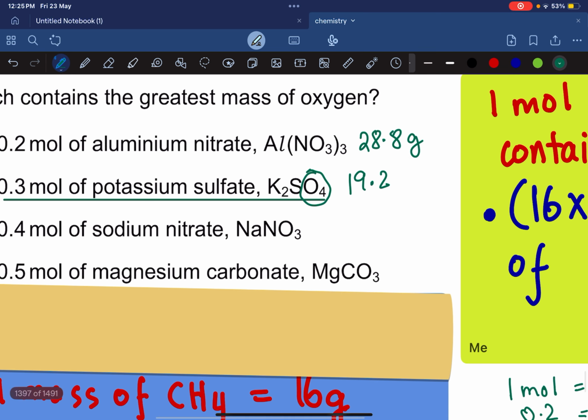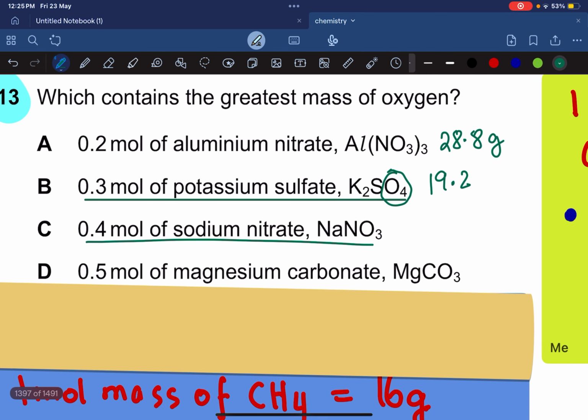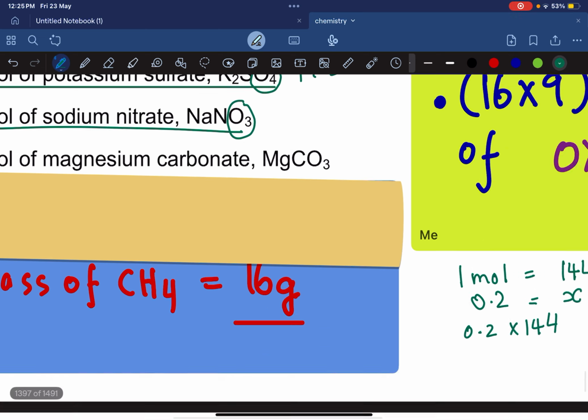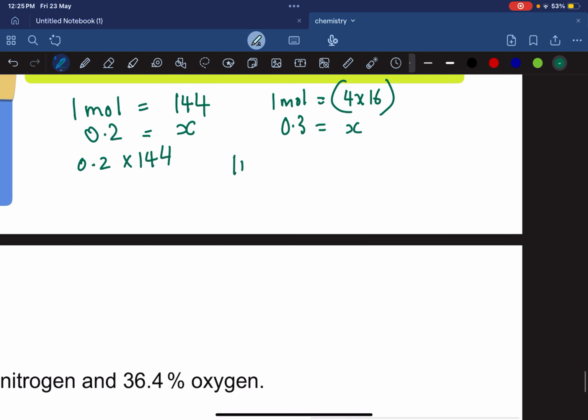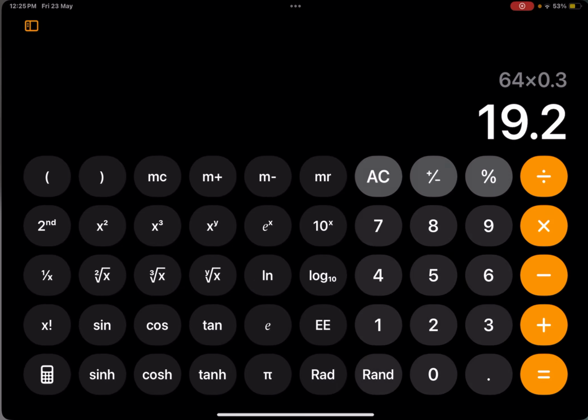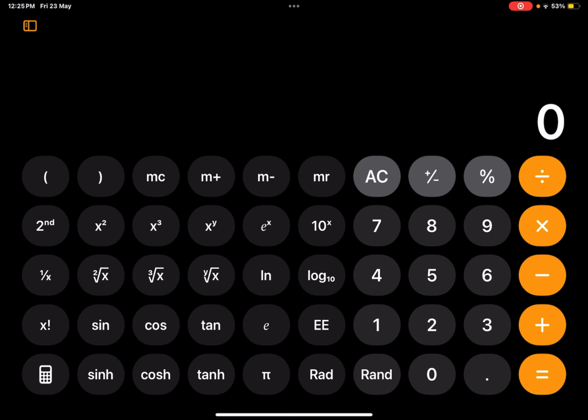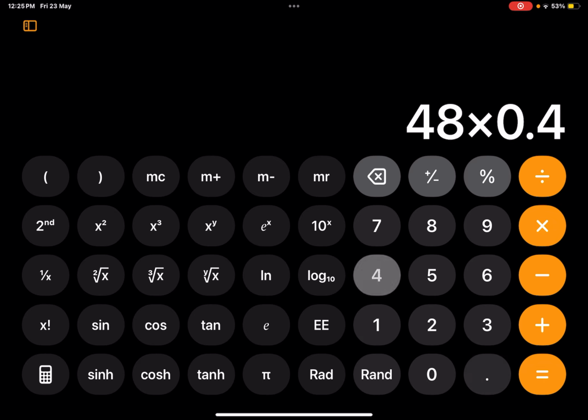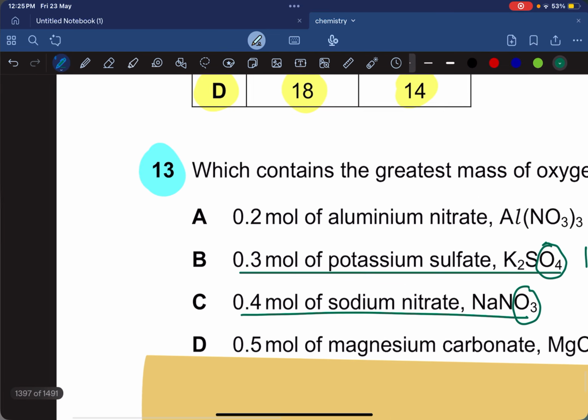The next thing is 0.4 mole of sodium nitrate. In 1 mole of sodium nitrate you have 3 oxygens. So simple working: in 1 mole you have 3 oxygens, that's going to be 3 times 16. So how many oxygens are you going to have in 0.4 moles? That's going to be x. So it's going to be 16 times 3 times 0.4. It's going to make it 19.2.